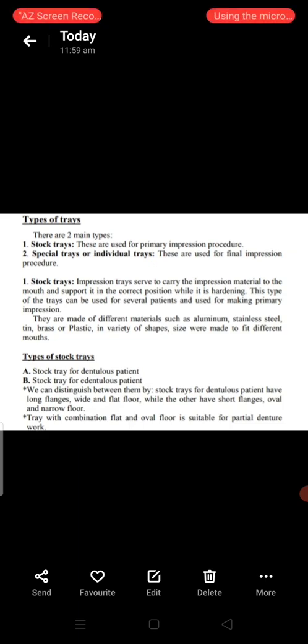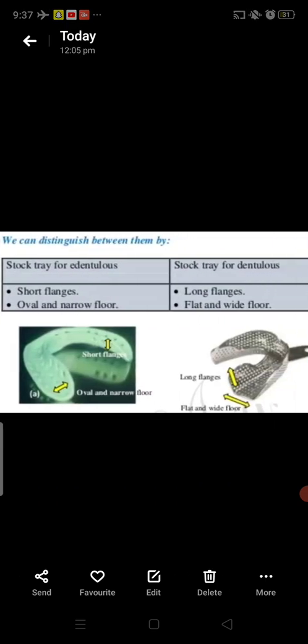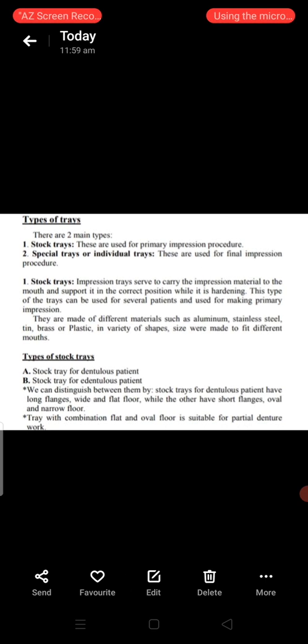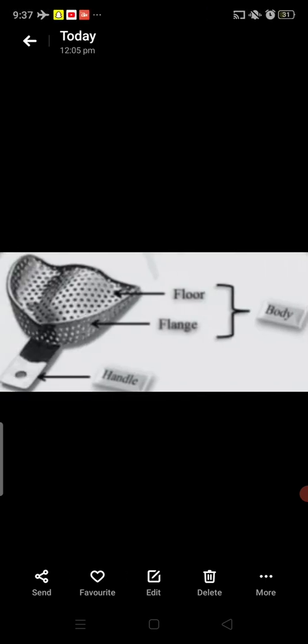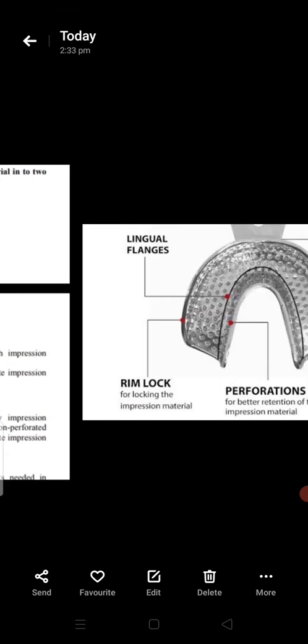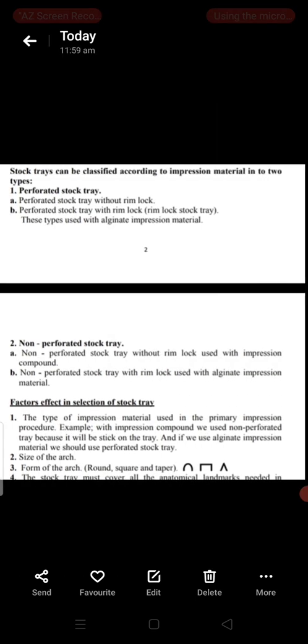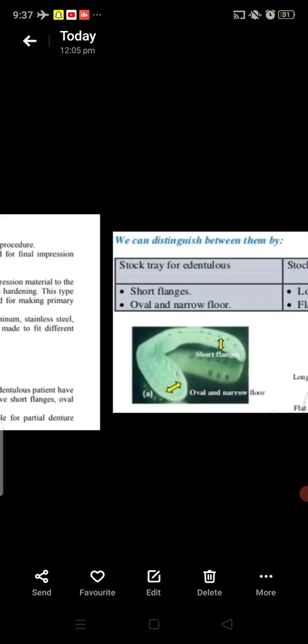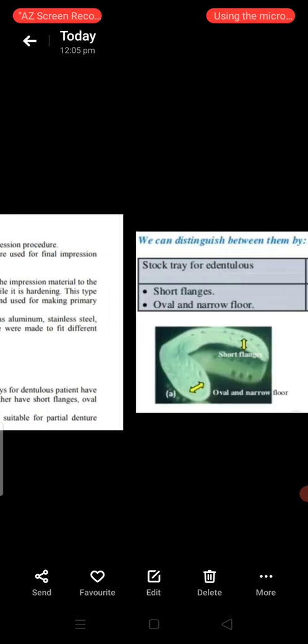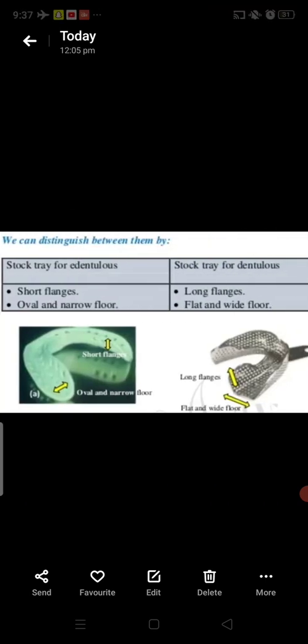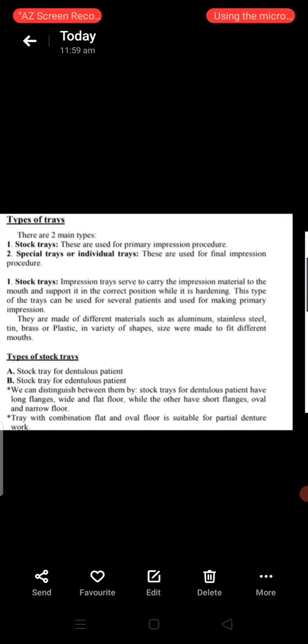They are made of different materials like aluminum and stainless steel. This is the stainless steel tray. We can also make them from plastic. This is the plastic tray. In diagram A, this is the plastic stock tray.